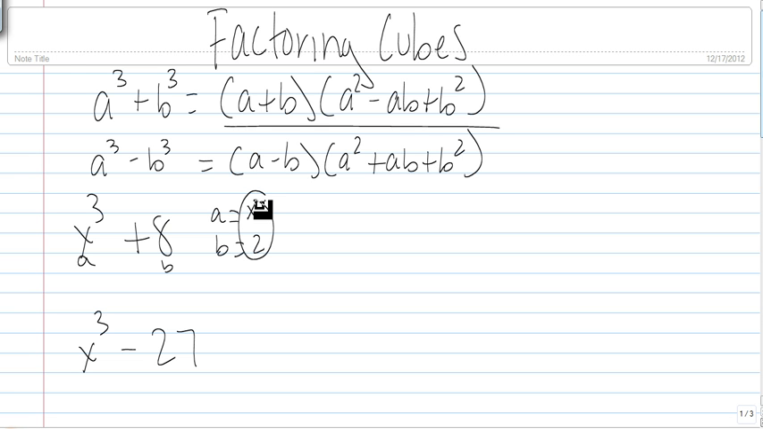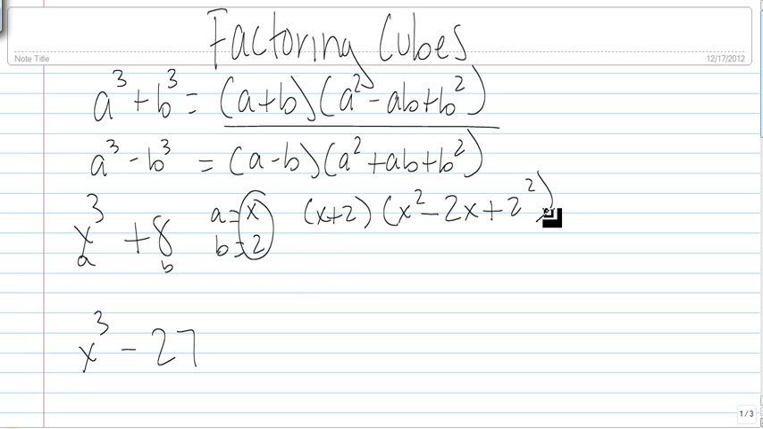So let's write it out. So I have A plus B. Well, that's going to be x plus 2. Then I have A squared, and A is x, so it'll be x squared, minus A times B, so 2 times x, which is 2x, plus B squared, or 2 squared, which is 4. Does everybody see how we wrote that out?